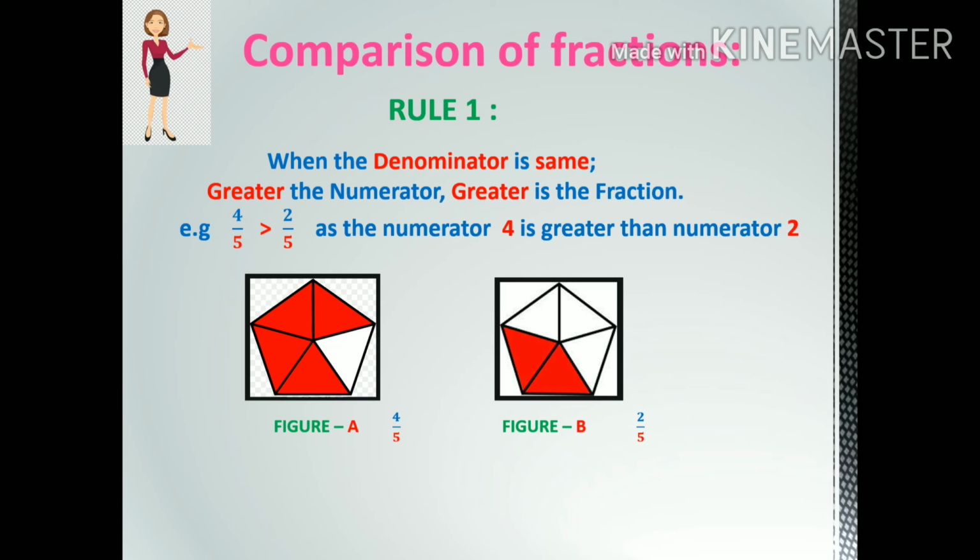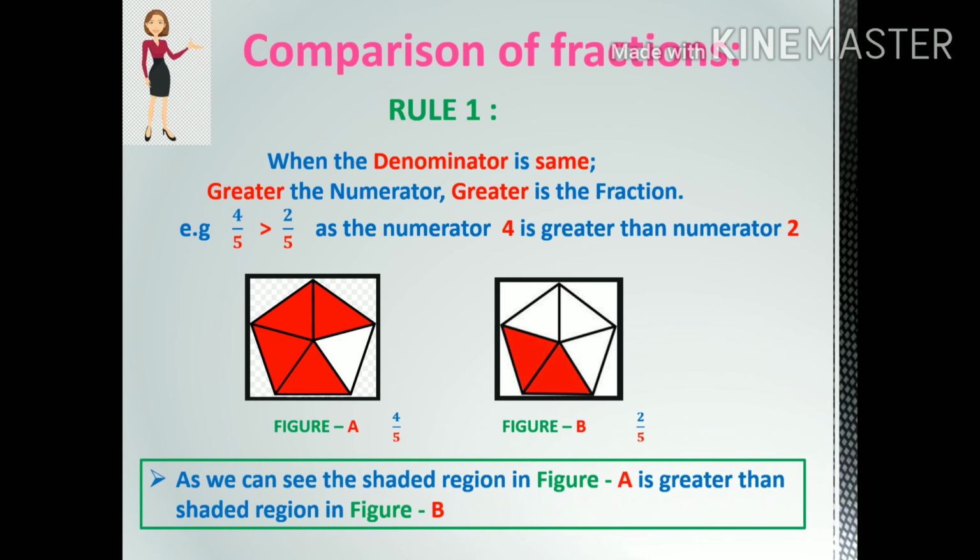In 4 upon 5 and 2 upon 5, we will just compare the numerators as the denominator is the same. So, as the numerator 4 is greater than numerator 2, we can say the fraction 4 upon 5 is greater than the fraction 2 upon 5. We can also see the shaded region in figure A is greater than the shaded region in figure B.